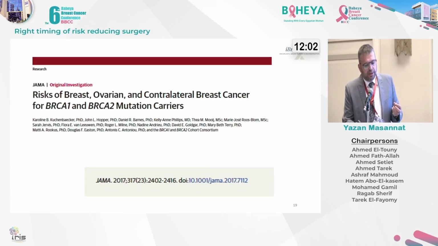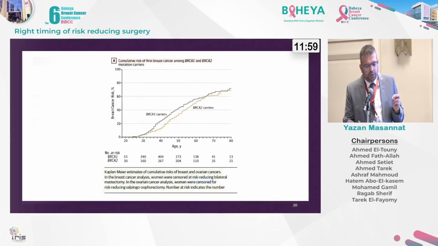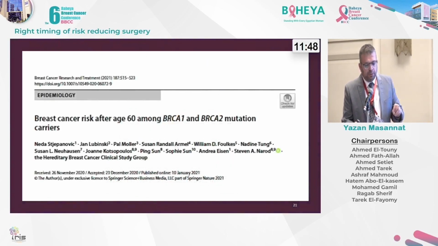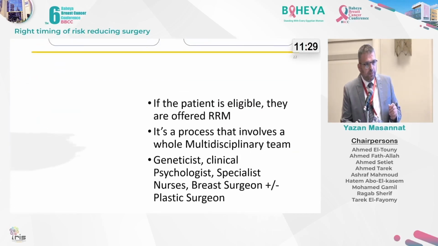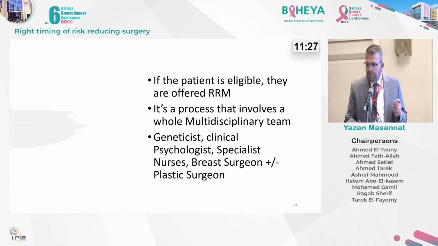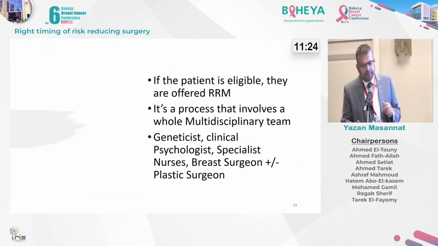And if you look at the risk of breast or ovarian cancers in the BRCA1 and BRCA2 mutation, you can see the takeoff for BRCA1 is earlier than BRCA2, in the late 20s, and they plateau in the 60s, 70s. And why is this important? Because if you look at patients that are identified to be risk carriers of BRCA1, BRCA2 beyond the age of 60 and they did not have cancer, their residual risk is 20% for BRCA1 and less than 20% for BRCA2. So if somebody is found out to be BRCA positive after the age of 60, it might not be justifiable to look at risk-reducing surgery.